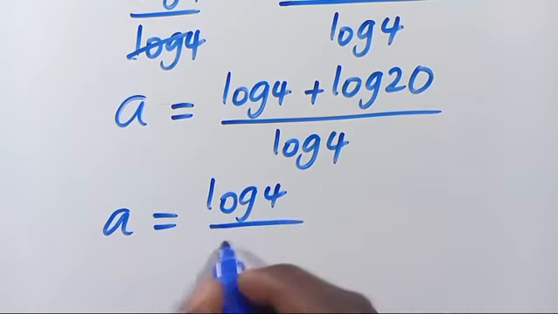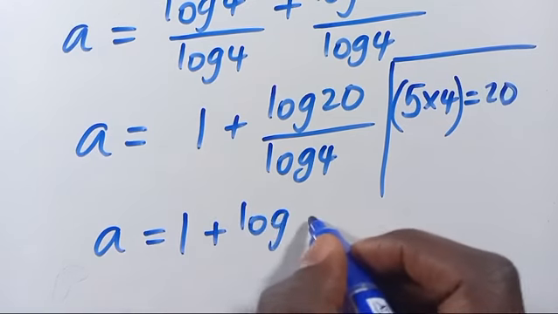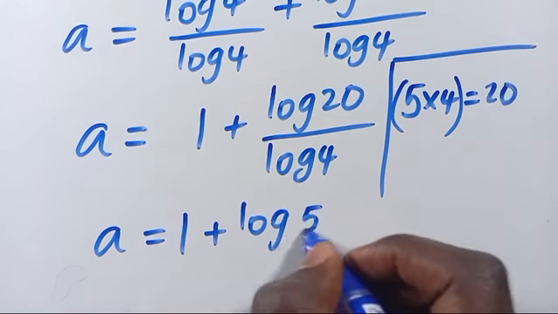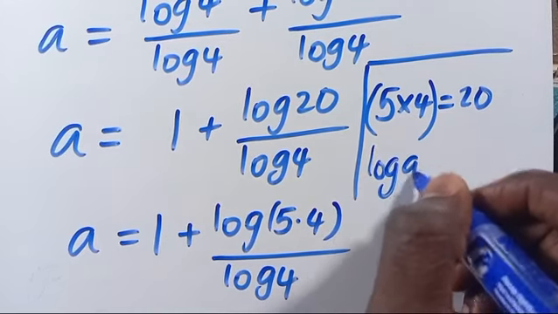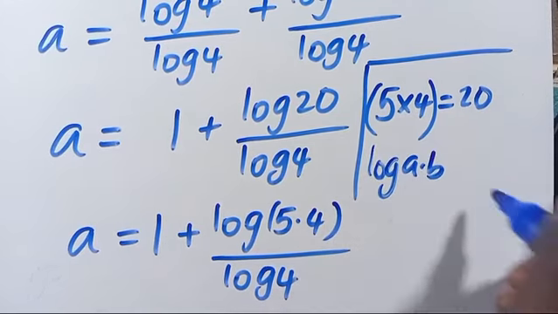So let's substitute it here and put them in parentheses. So here a equals 1 plus log of 5 times 4, divided by log 4. And again, when we have log of a multiplied by b, this can be simplified as log a plus log b. We apply it here. We are going to have a equals 1 plus log 4 plus log 5 divided by log 4.